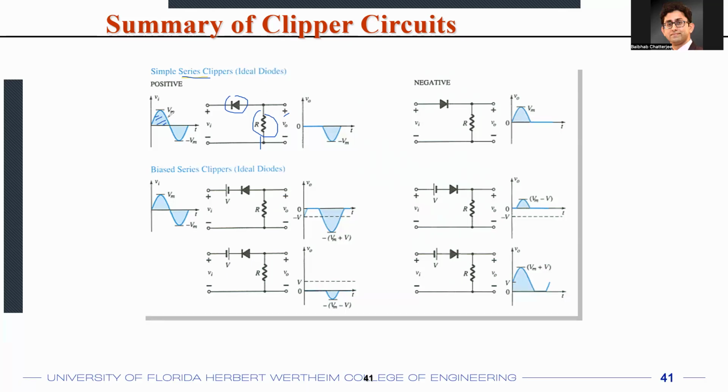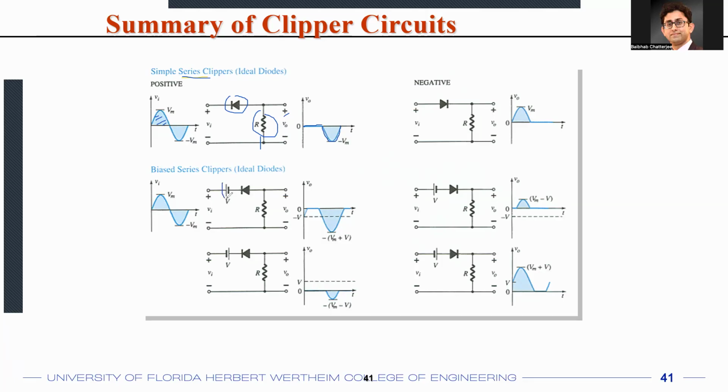So of course, in this case, in the positive half cycle, the diode becomes reverse biased. So the entire voltage drop happens across the diode. The output resistor does not get anything. And that is why you see zero in the positive half cycle. In the negative half cycle, the diode is forward biased. And in that case, the entire voltage drop is happening across the resistor.